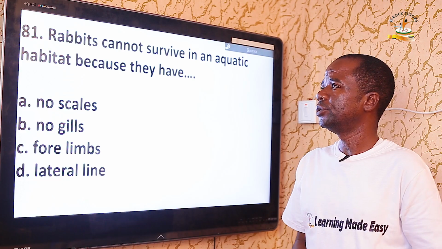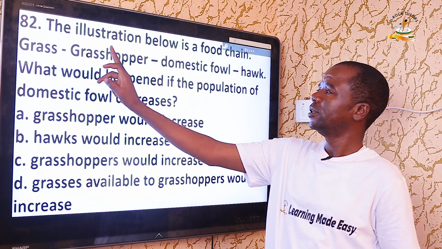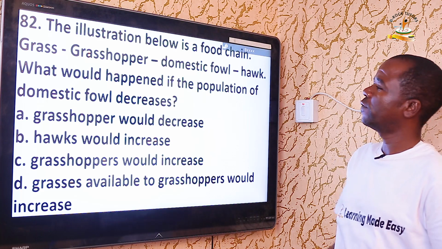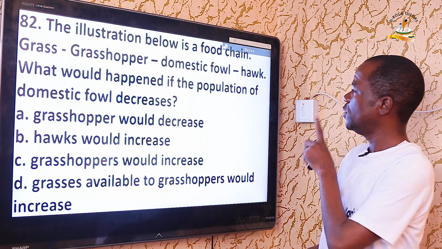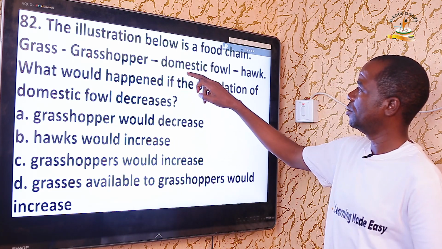Number 82. The illustration below is a food chain: grass to grasshopper, grasshopper to domestic fowl, domestic fowl to hawk. The question now is, what will happen if the population of domestic fowl decreases? Now domestic fowl is here.